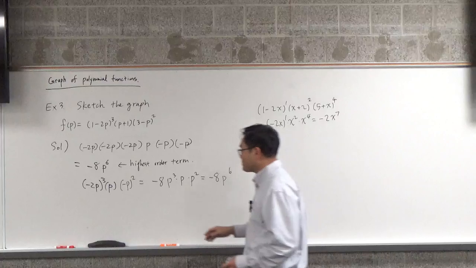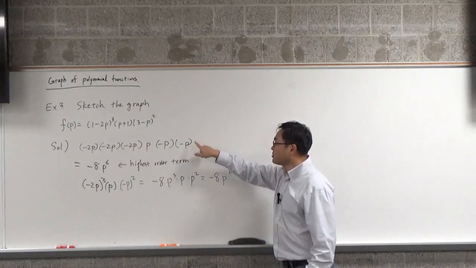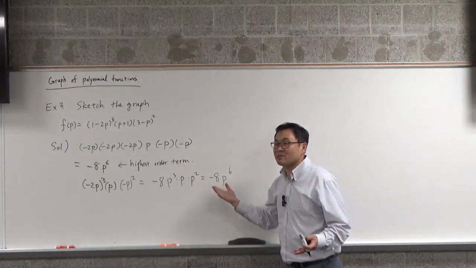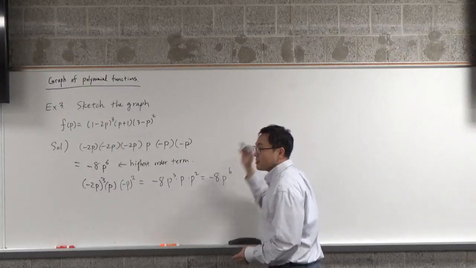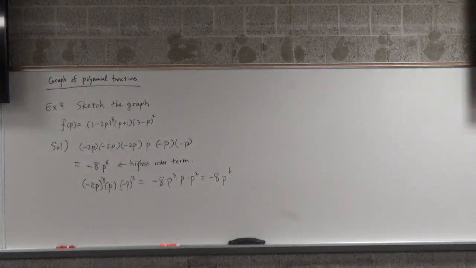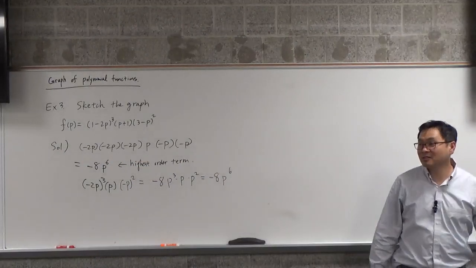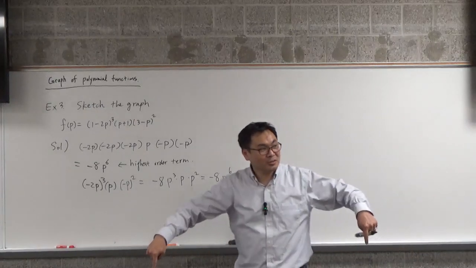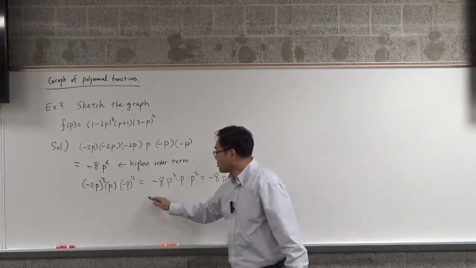All right, good. So either way, you would do it this way or that way. You get negative 8p to the 6th as the highest order term, right? All right, so what's the end behavior? Both downwards, right? So end behavior is going to be that way.